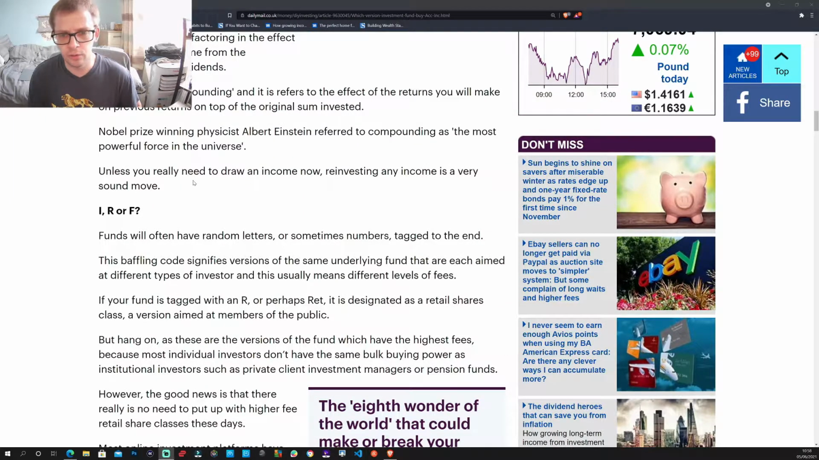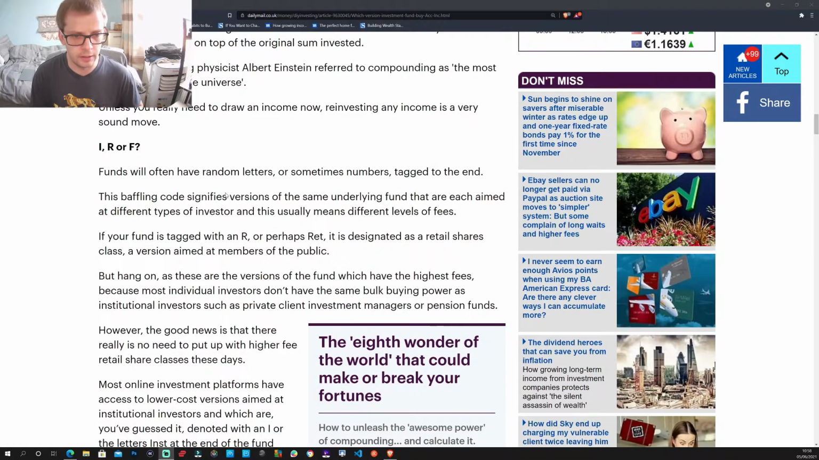Nobel Prize winner and physicist Albert Einstein referred to compounding as the most powerful force in the universe. Unless you really need to draw an income now, reinvesting any income is a very sound move, and that is what I'm doing. It's all going to be reinvested, as it's money I wouldn't have had. I'd have to do more hours or do more work or a higher skilled job to earn that money.